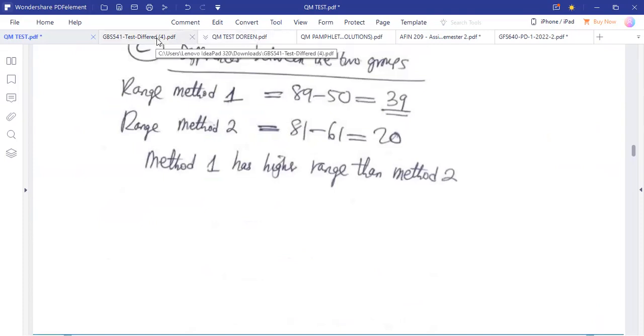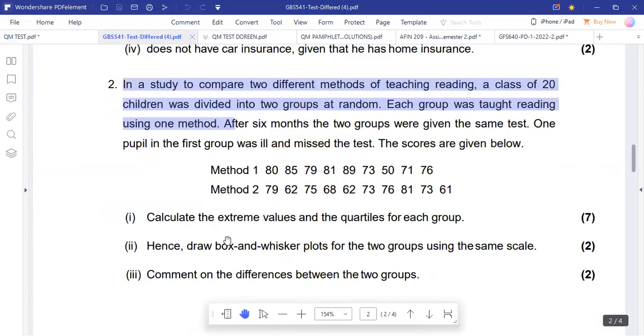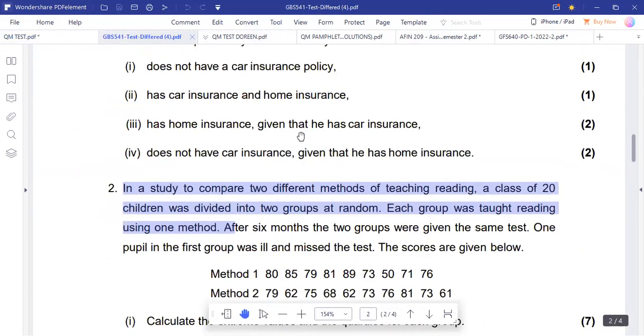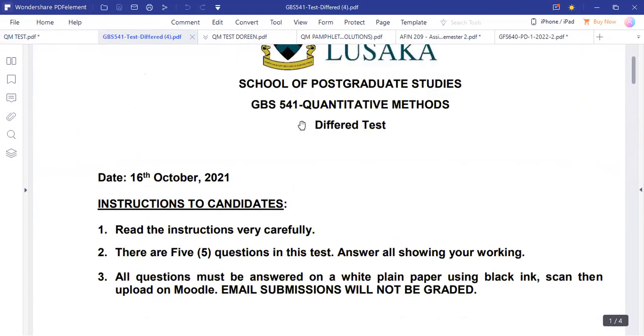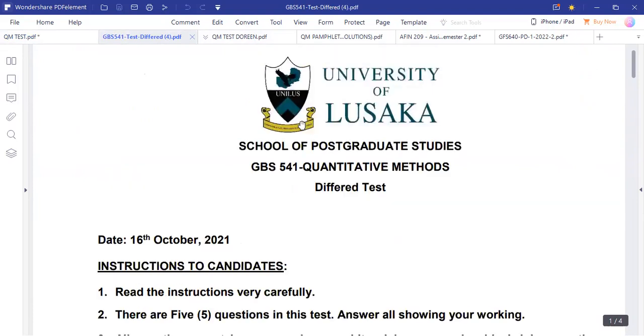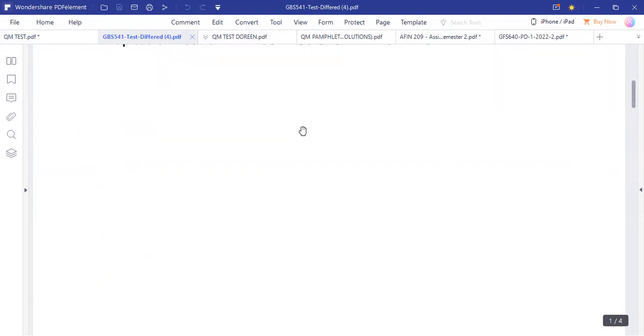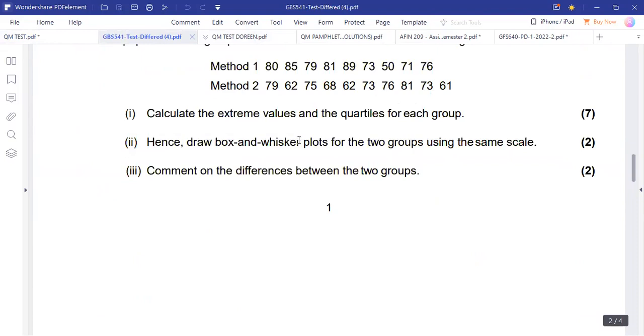This was basically in the deferred test that was last semester. Was it distance or time? I do not know. Verify.